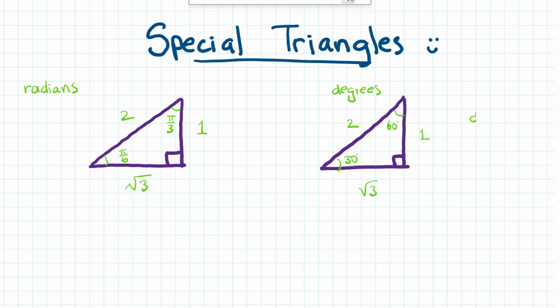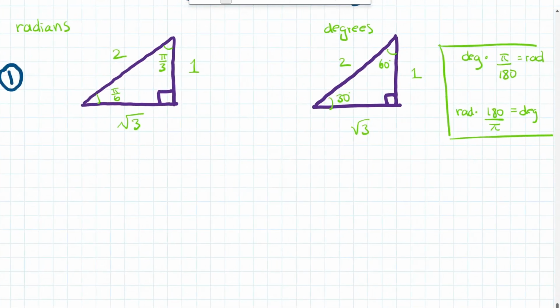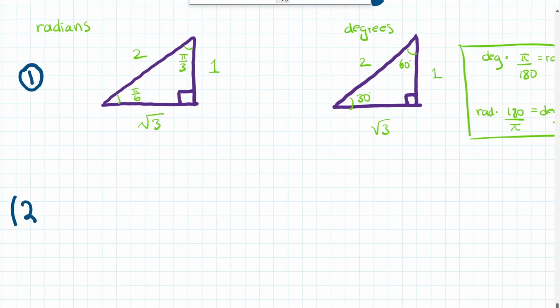It's really quick. If you go from degrees to radians, you do degrees times pi over 180, and that will give you your answer in radians. And if you want to go the other way, you do radians times 180 over pi, and that will give you your answer in degrees. So this is just a little aside on how to convert back and forth between degrees and radians. Okay, so let's call this special triangle number 1, and now let's go and do our special triangle number 2.